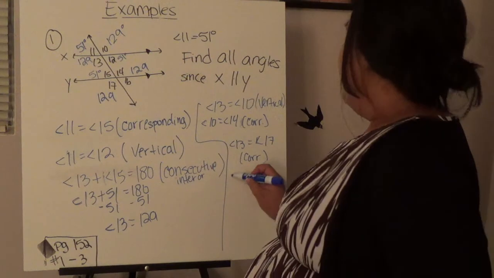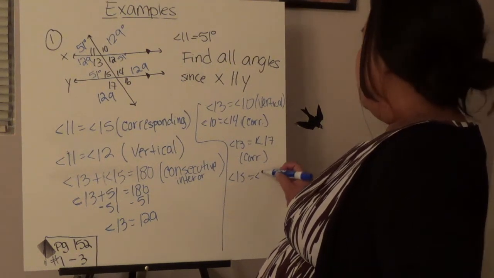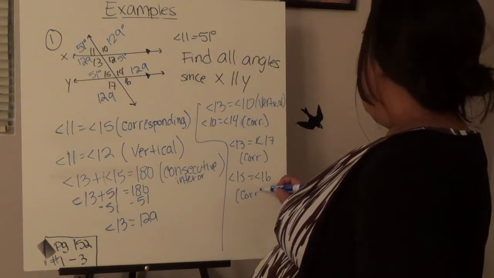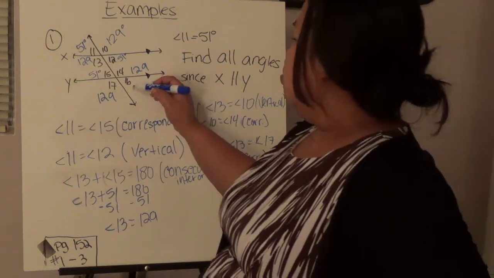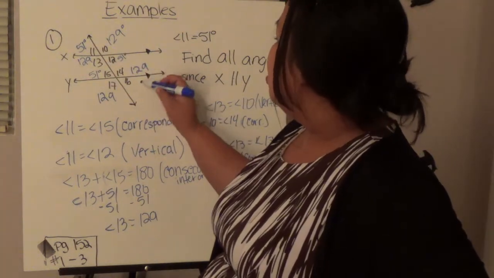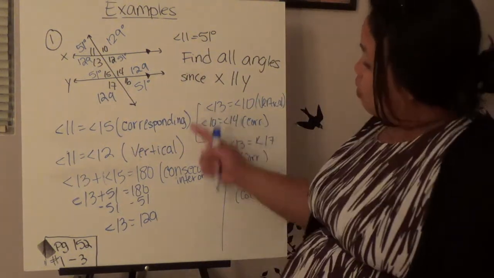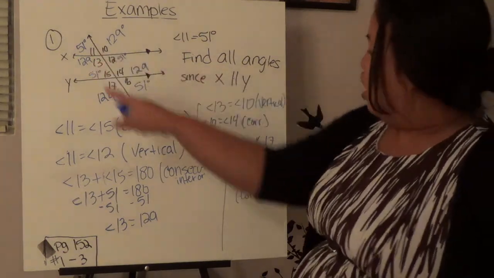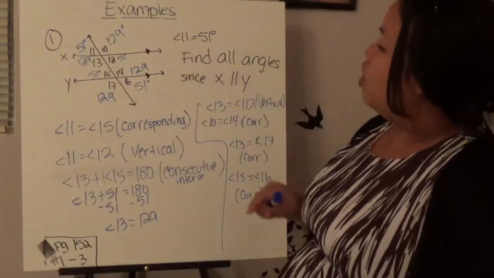And then we know that angle 15 is equal to angle 16 because you can say corresponding, you can say vertical. By the time we get to the end, there's lots of choices we can use. We can do alternate interior, but we know that this is 51 degrees. So a lot of these reasonings, you can use different ones. This one, angle 11 and 16, are alternate interior, so you could have found that through 16.